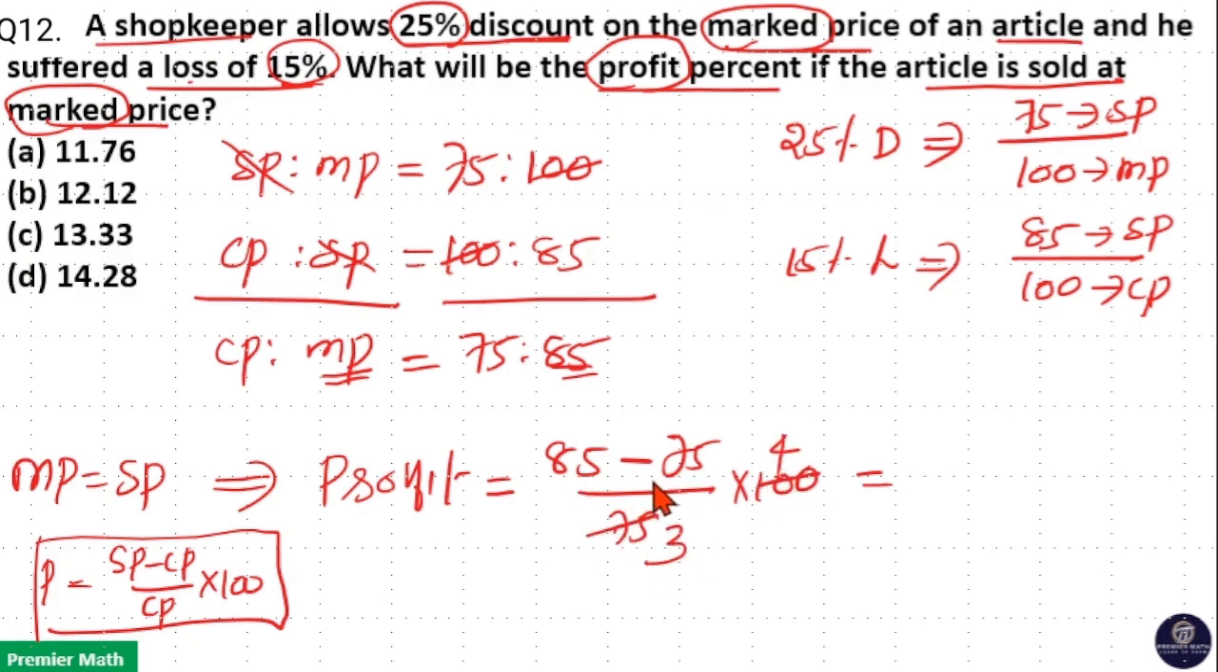So 85 minus 75 is 10. So 40/3 is equal to 13.33%. So option C is your answer.